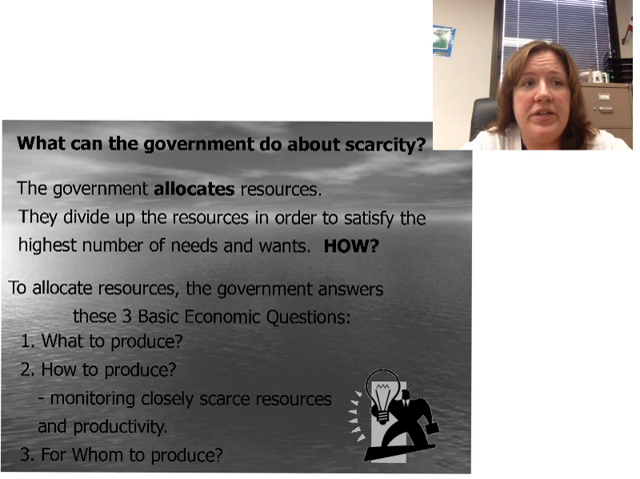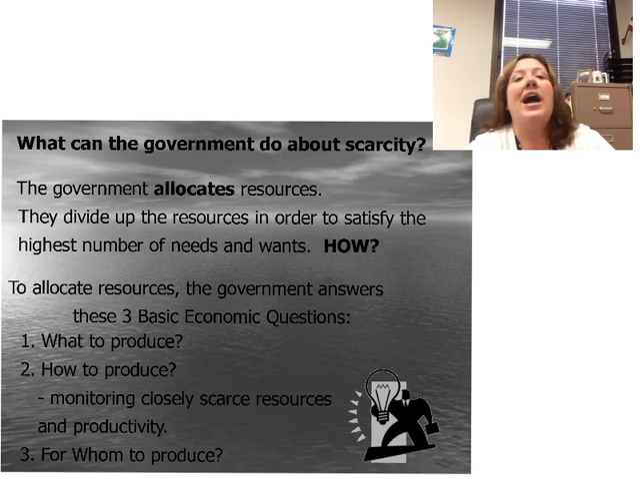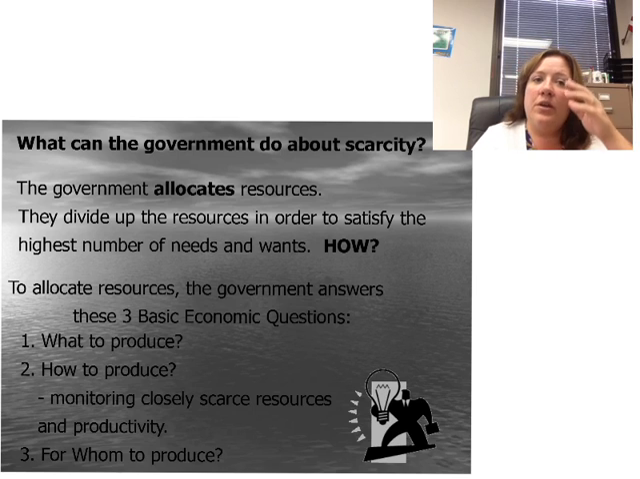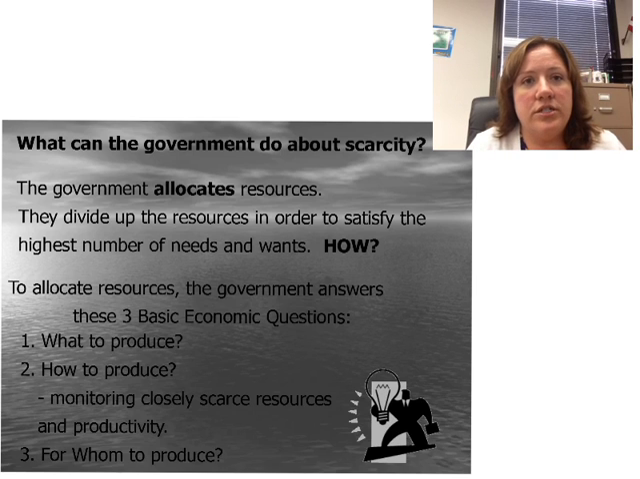How does our government deal with issues of scarcity? The answer for us in the United States is our government allocates our resources. Allocation is one of those key vocabulary words, but basically it means they divide up the resources. And the ultimate goal is they divide up the resources in order to satisfy the highest number of needs and wants that they can possibly satisfy.